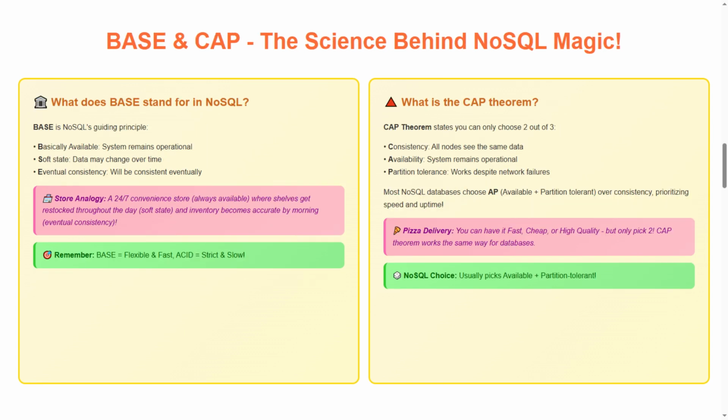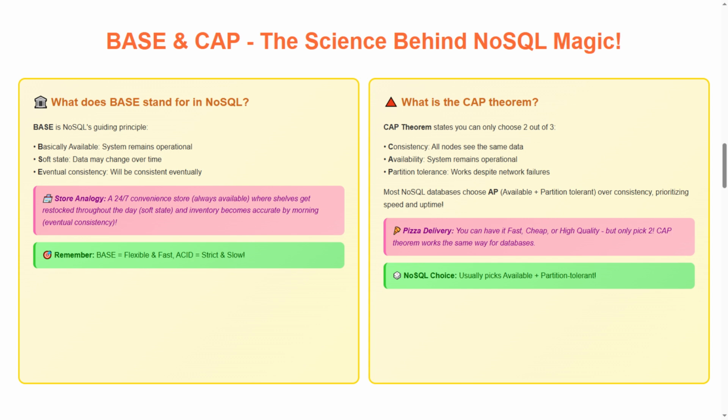Let's discover the science behind NoSQL magic with BASE and CAP. What does BASE stand for in NoSQL? BASE is NoSQL's guiding principle. B stands for basically available, meaning the system remains operational. S stands for soft state, meaning data may change over time. E stands for eventual consistency, meaning it will be consistent eventually.